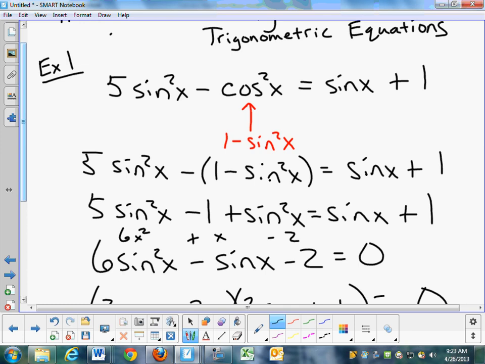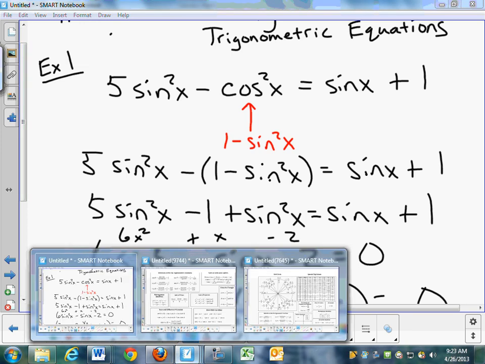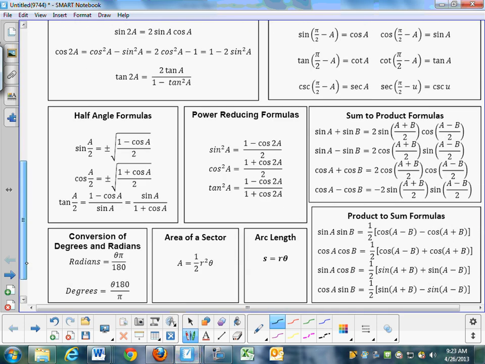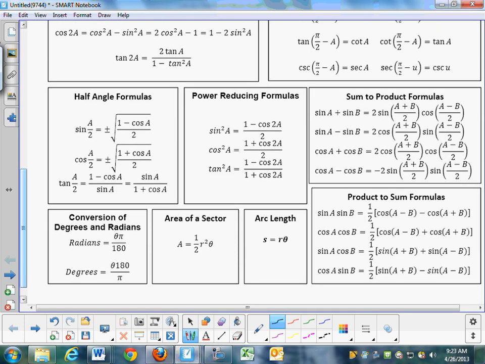I can't tell you where to start every time. I can do a few examples, but where's your starting point? Your starting points are here. We got to know the type of substitution to use. Now, I know that this looks absurd and ridiculous, but that's the nature of it, okay?